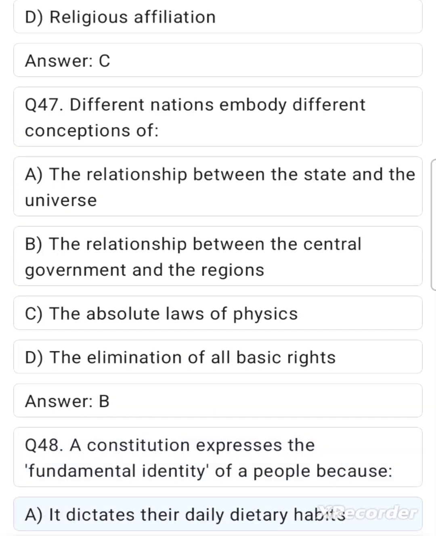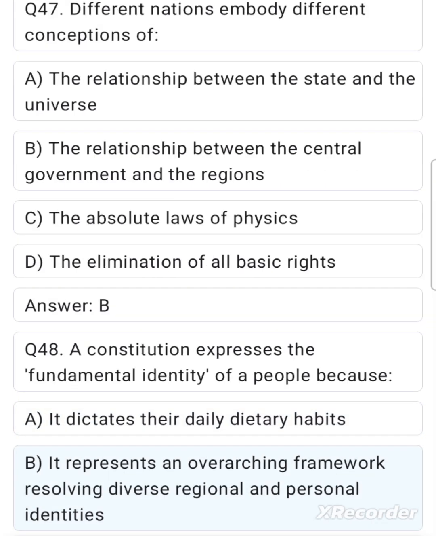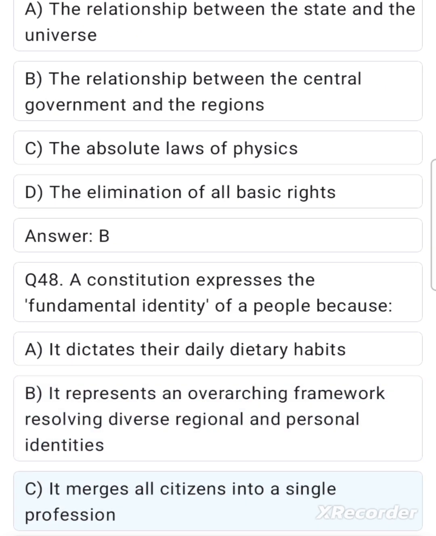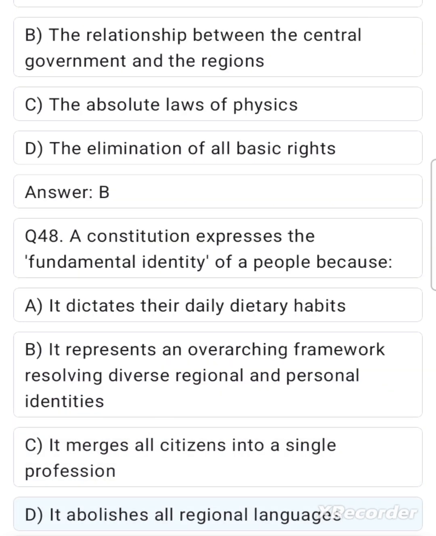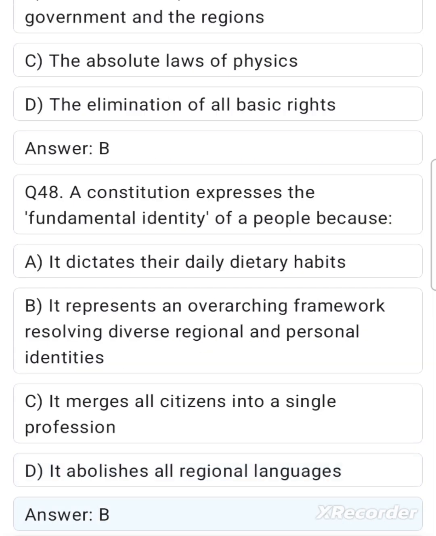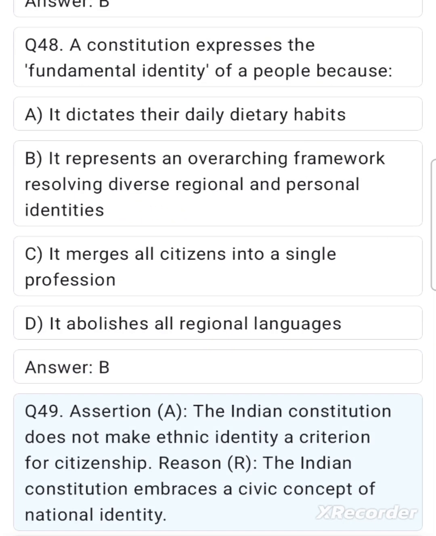It dictates their daily dietary habits. B. It represents an overarching framework resolving diverse regional and personal identities. C. It merges all citizens into a single profession. D. It abolishes all regional languages. Answer. B. Q49. Assertion A.